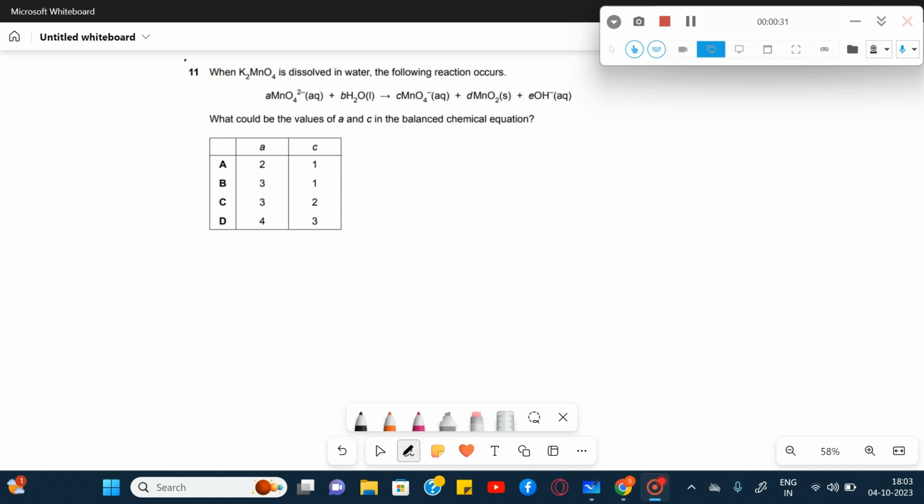We can solve this question by multiple methods. One could be the algebraic method, and the other could be the half equation method or the oxidation number method. We will be solving this one with the help of the half equation method. Before we do that, let's find out the oxidation number of each of these elements. Let me write down the equation.